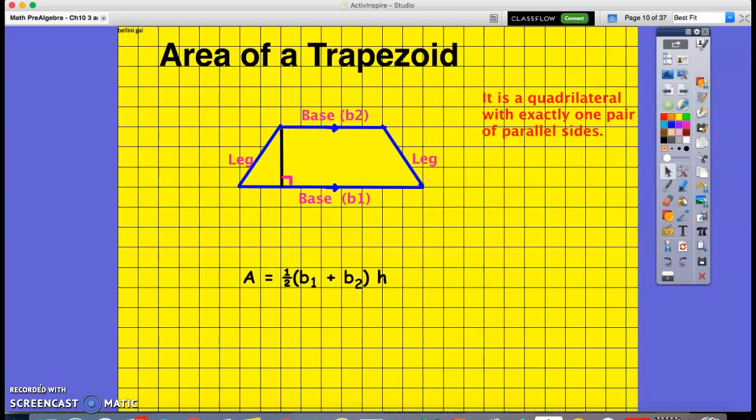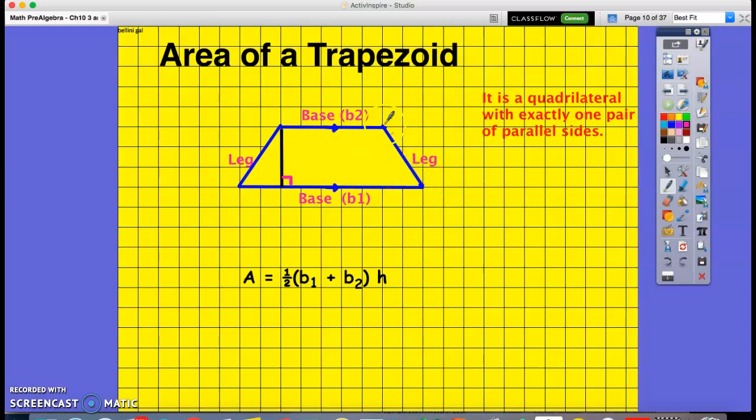Amen. So, this is section 10.3, area of a trapezoid. So, what is a trapezoid? A trapezoid is a quadrilateral with exactly one pair of parallel sides. Do you see these are the parallel sides, marked by a marker, right?